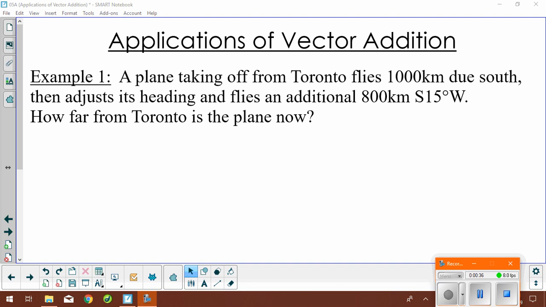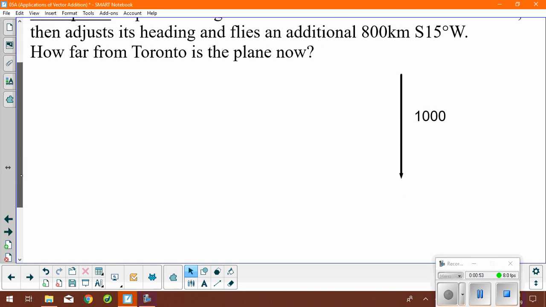Okay, so first thing, right, we're going to want to set up a diagram. So we'll start with 1,000 kilometers due south. Now we've got that, we'll add on the second part. So that would go on the tip of the 1,000 kilometers. So I'm going to move my page down here a bit so I have lots of room.